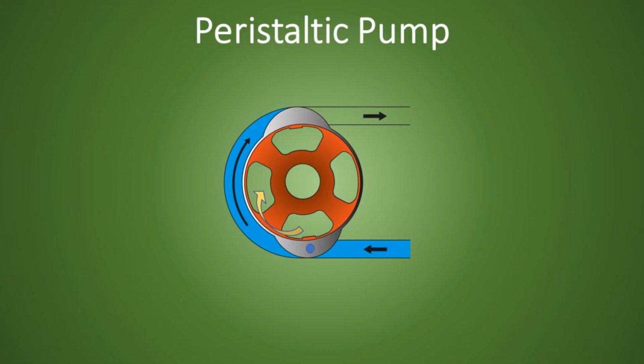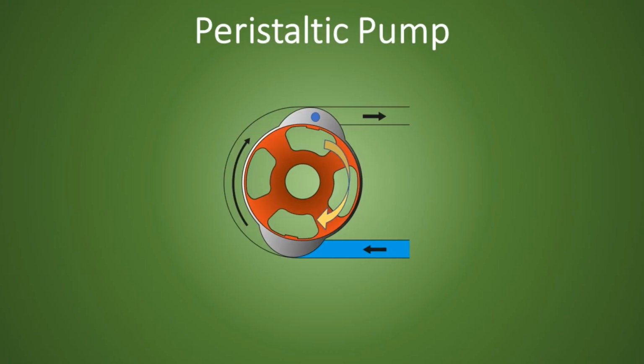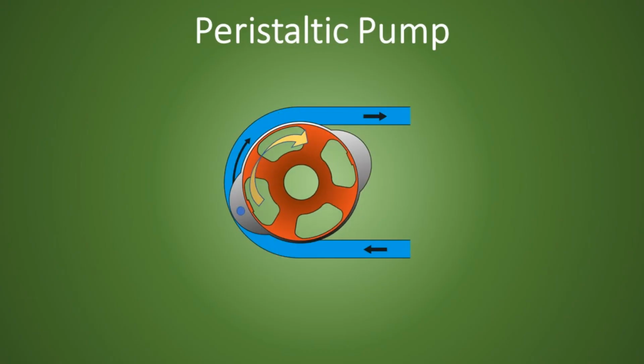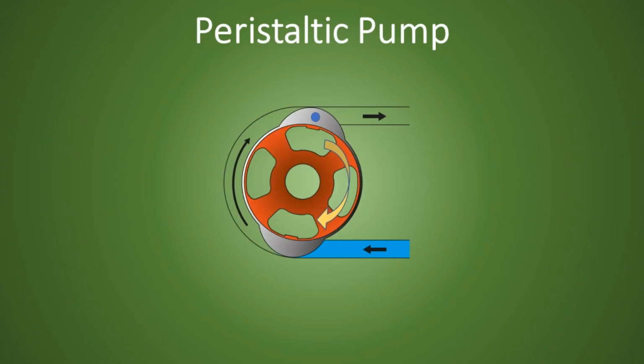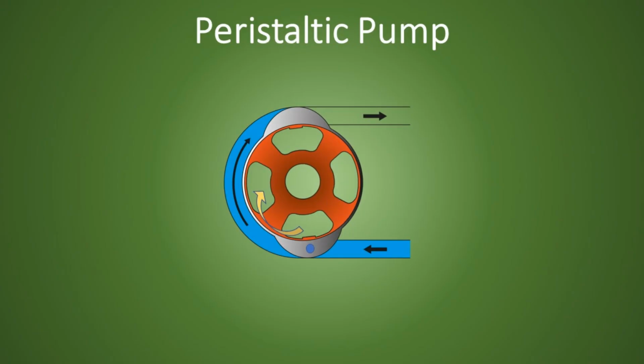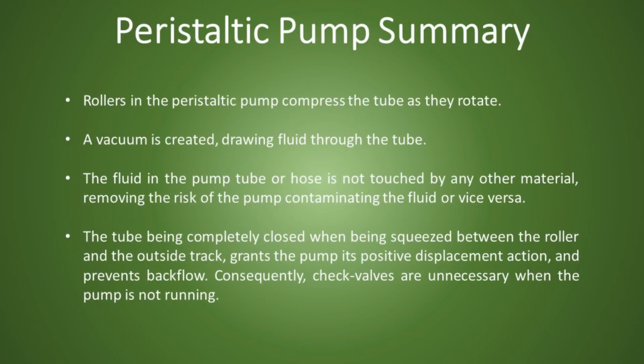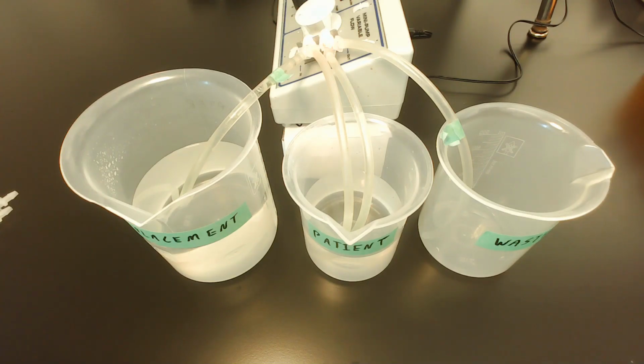However, in the case of peristaltic pumps, the fluid is only touching the inside of the tubing. And so this removes the risk of either the pump contaminating the fluid or vice versa. Again, the tube here is completely closed when it's being squeezed by the roller in the outside track, and so this is what's granting the pump its positive displacement action and preventing backflow. And a consequence of this is that we don't need any check valves when the pump is not running.